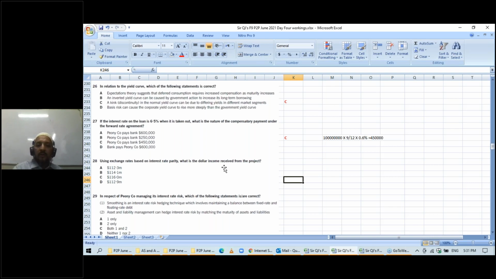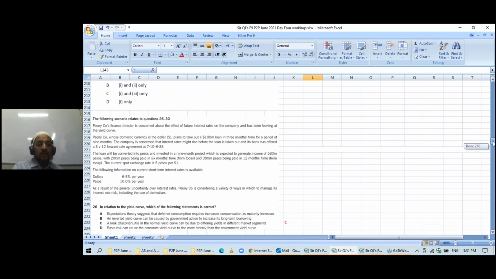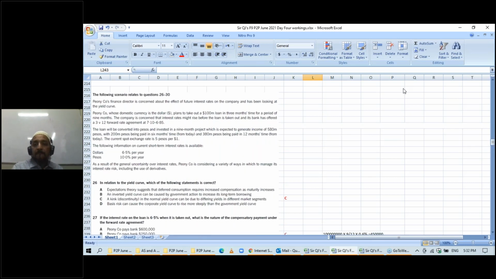So you have to calculate the dollar income received. Dollars is the local currency. So you have to convert the foreign currency into the dollars using a forward rate. So forward contract is to be used, which is being indicated by the interest rate parity. So I'll be using the interest rate parity theorem to do this. So there are two timings of payments in this case.